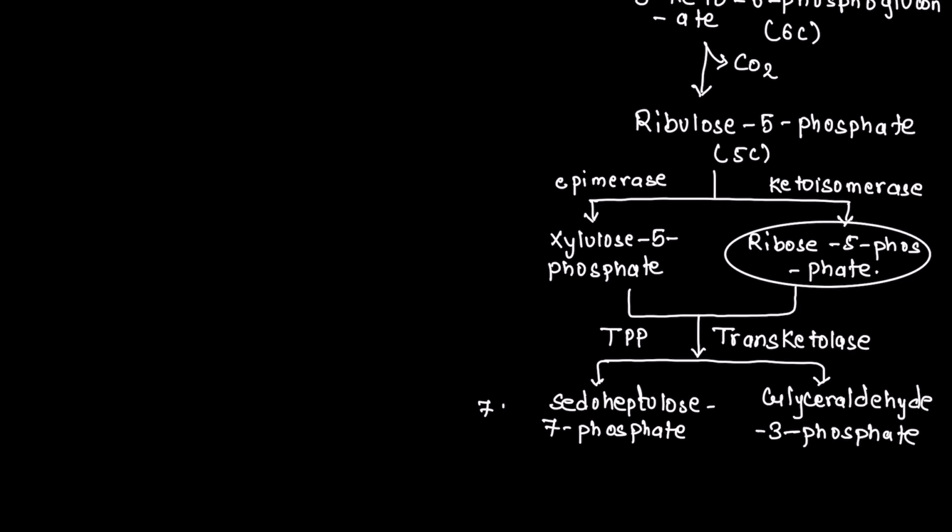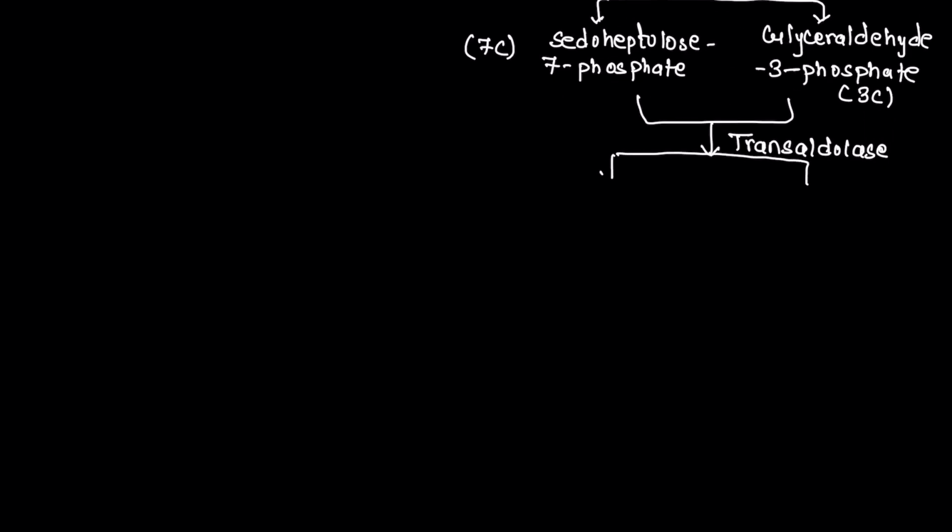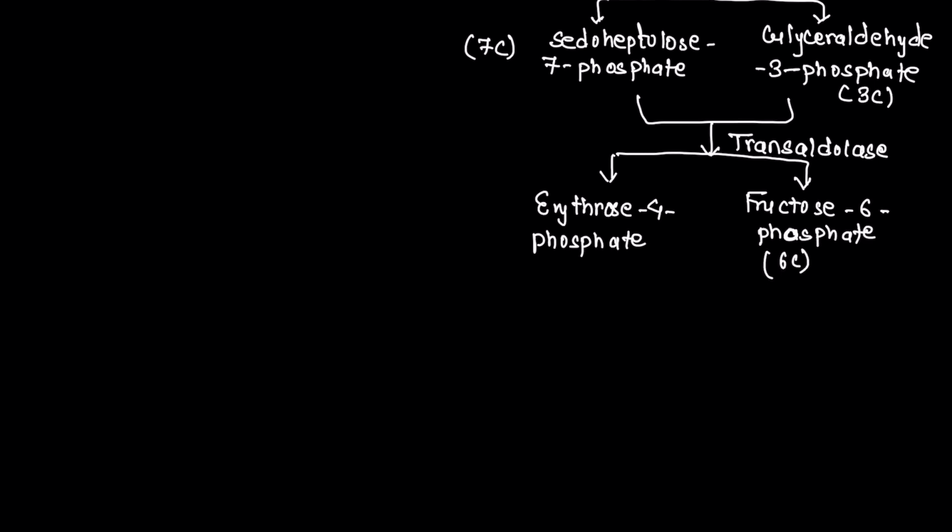phosphate. Now, since this is a 7-carbon compound and this is a 3-carbon compound, these two react in the presence of transaldolase and get converted into two different things: a 4-carbon compound, that is erythrose 4-phosphate, and fructose 6-phosphate. To remember, this is a 6-carbon compound and this is a 4-carbon compound.